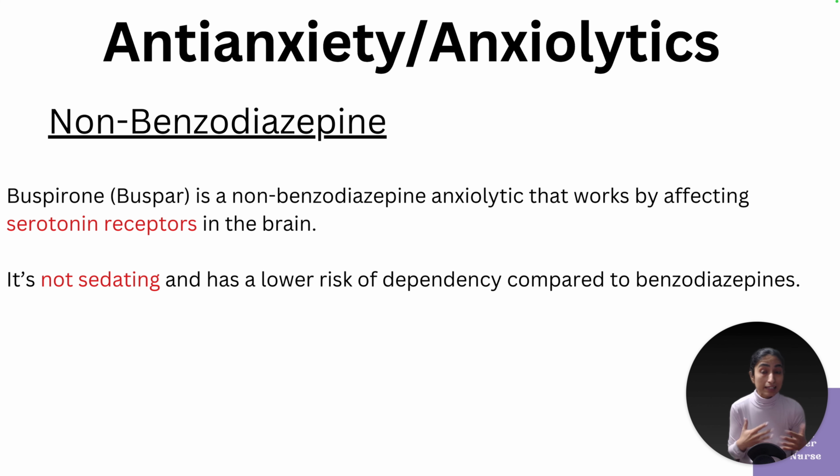So it basically increases the activity of the serotonin neurotransmitter in our body, in our brain. And what's the effect of that? Again, it induces calmness. So both benzodiazepine and non-benzodiazepine induce calmness in your body, but how they do that is different. Benzodiazepine does it by enhancing the GABA receptor. Non-benzodiazepine does it by increasing the activity of serotonin receptors, okay?